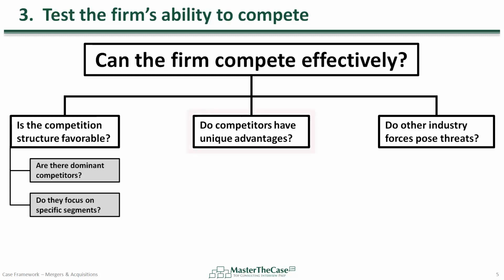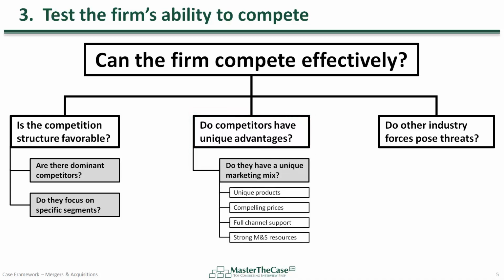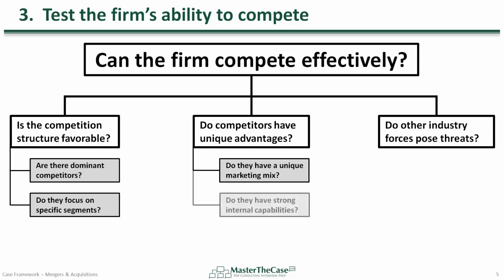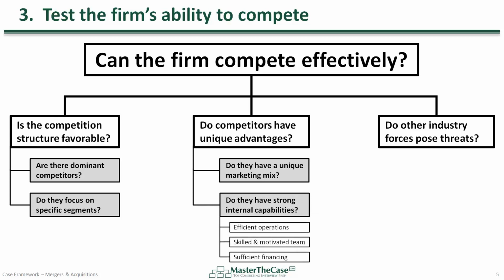Next, to analyze competitors' advantages, we'll ask two main questions, similar to those asked earlier, to identify our target firm's strengths. 1. Do they have a unique marketing mix? We must evaluate competitors' products, prices, channel support, and marketing and sales resources relative to our target firm's mix. And 2, do they have strong internal capabilities? We must assess competitors' operations, organization, and financing, again, relative to our target firm's capabilities.